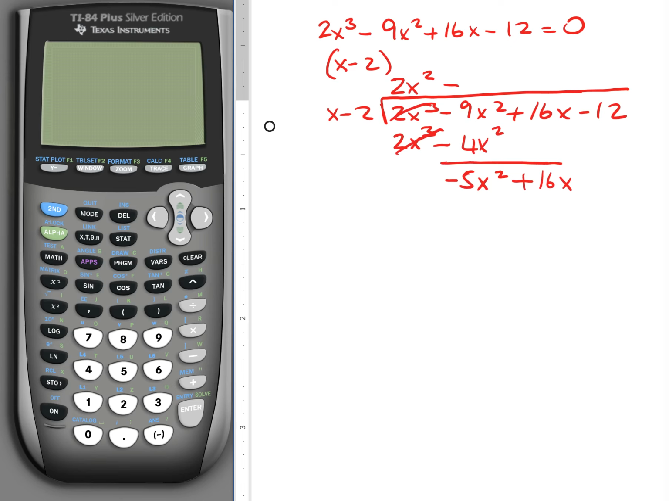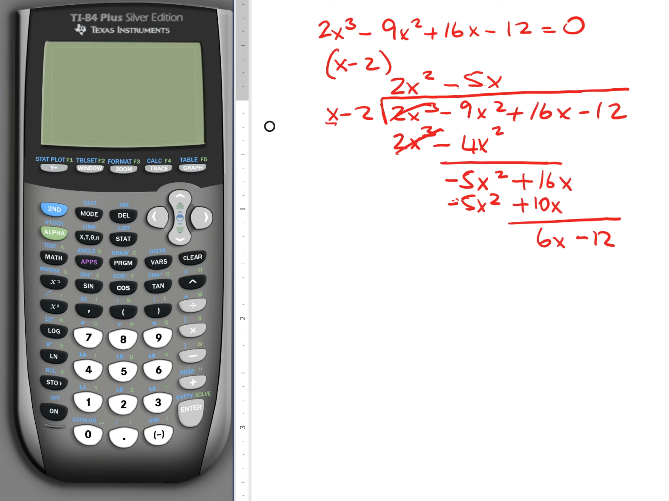would give us negative 5x, and we multiply that, so we get negative x times x is negative 5x squared, negative 5x times minus 2 would give us plus 10x. So we've got 16x minus 10x would give us 6x. And then we drop down the 12, so we get minus 12.